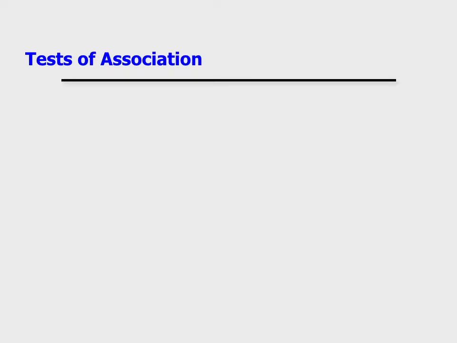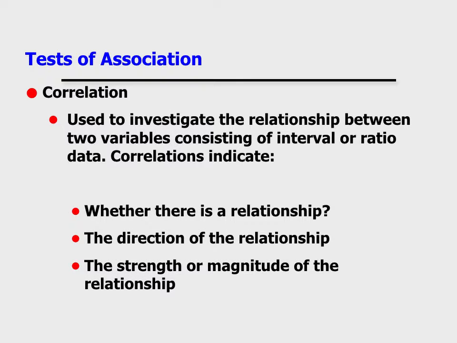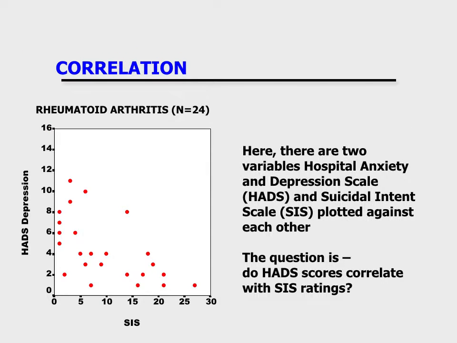Test of association, correlation, is used to investigate the relationship between two variables consisting of interval or ratio data. These indicate whether there's a relationship, the direction of that relationship, and the strength. So let's take a look at an example.